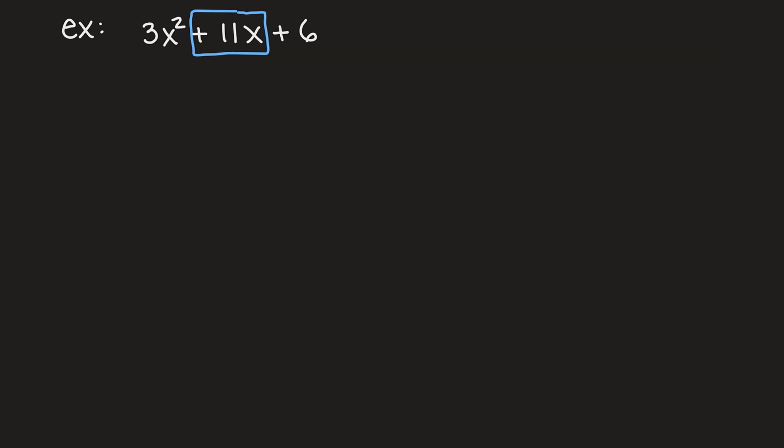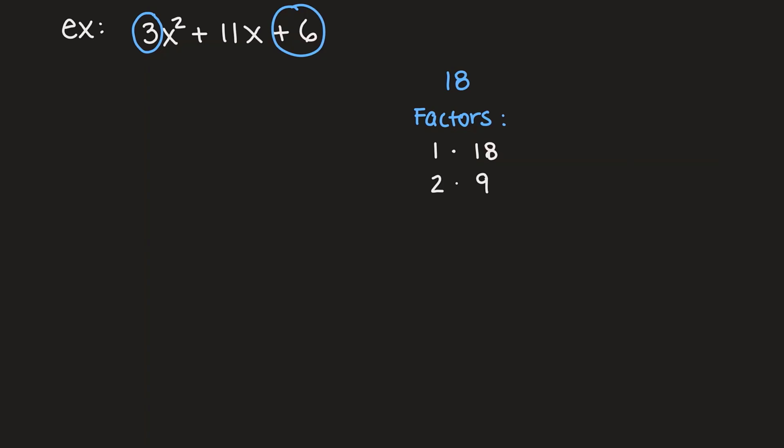So to find those 2 terms that we can rewrite 11x as, we need to do the following. First, we multiply the number in front of x squared, which is 3, by the last number, which is positive 6. This will give us 18. The next step would be to list out factors of 18. Those would be 1 times 18, 2 times 9, and 3 times 6.